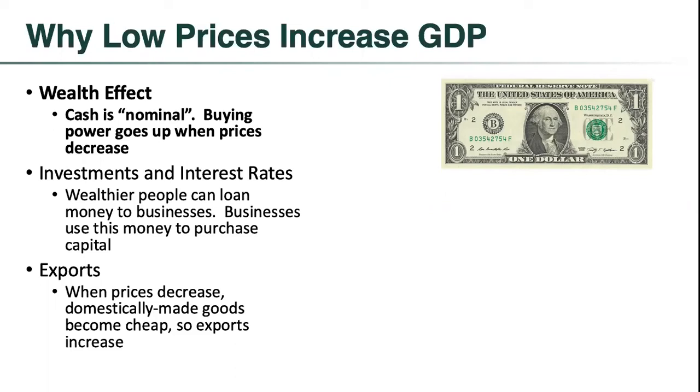This just means that liquid cash holdings are nominal, right? So basically, your buying power goes up if prices decrease and you're just holding that cash. If I have a $100 bill in my pocket and suddenly everything in the economy gets less expensive, now this $100 can buy me more things. It used to buy me a set of things, and now it buys me a bigger set only because prices have decreased. So that's one way that we're going to be able to do this.